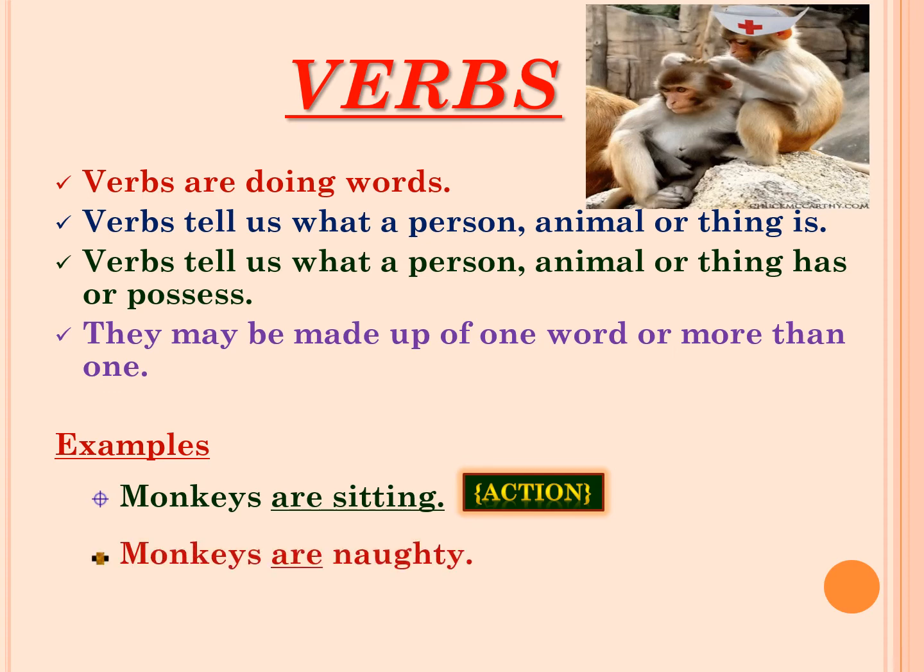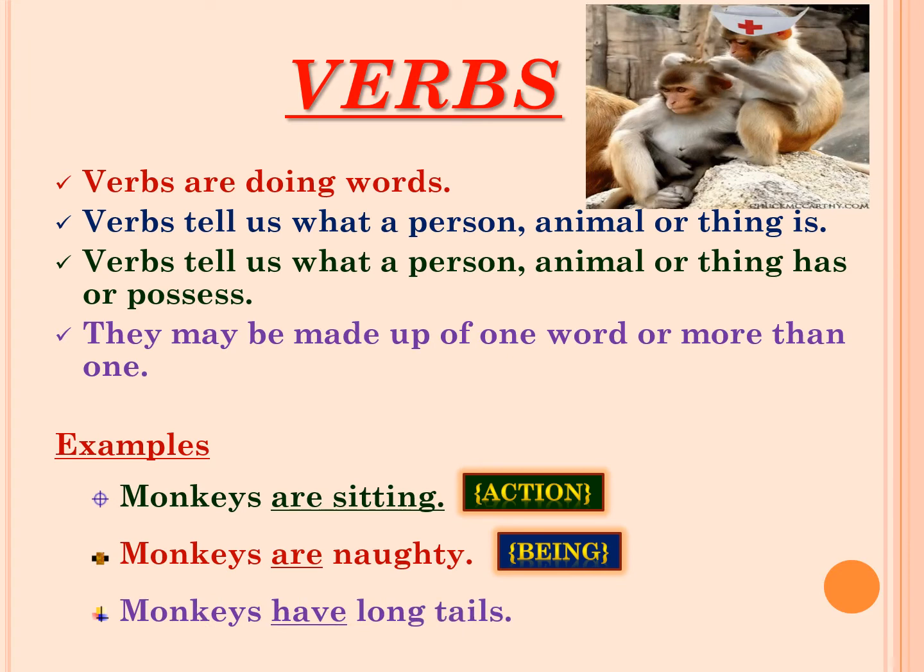Moving on to the next one. Monkeys are naughty. So here again we are talking about our subject, that is monkeys. But in this sentence we are trying to talk about what monkeys are. Monkeys are naughty. So this word are is telling us what an animal is. So our word used here is a verb and it is talking about what monkeys are. So this is a being verb here.